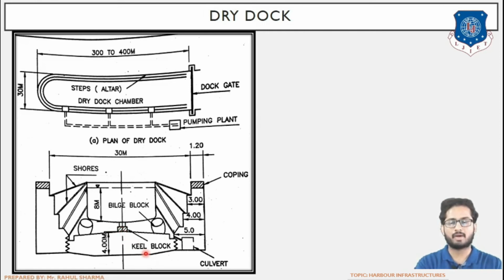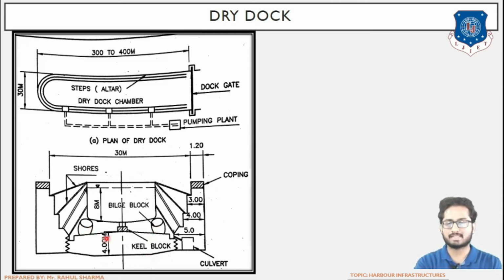The purpose of providing keel block is that firstly the keel will rest on this, that is for alignment, because we need a center line for giving the alignment of the ship to make sure that the ship is suitably aligned and there is no imbalance. So basically they are providing the support in the longitudinal direction, that is along the length of the ship. Repeating again, keel blocks provide support in the longitudinal direction, that is along the length of the ship.